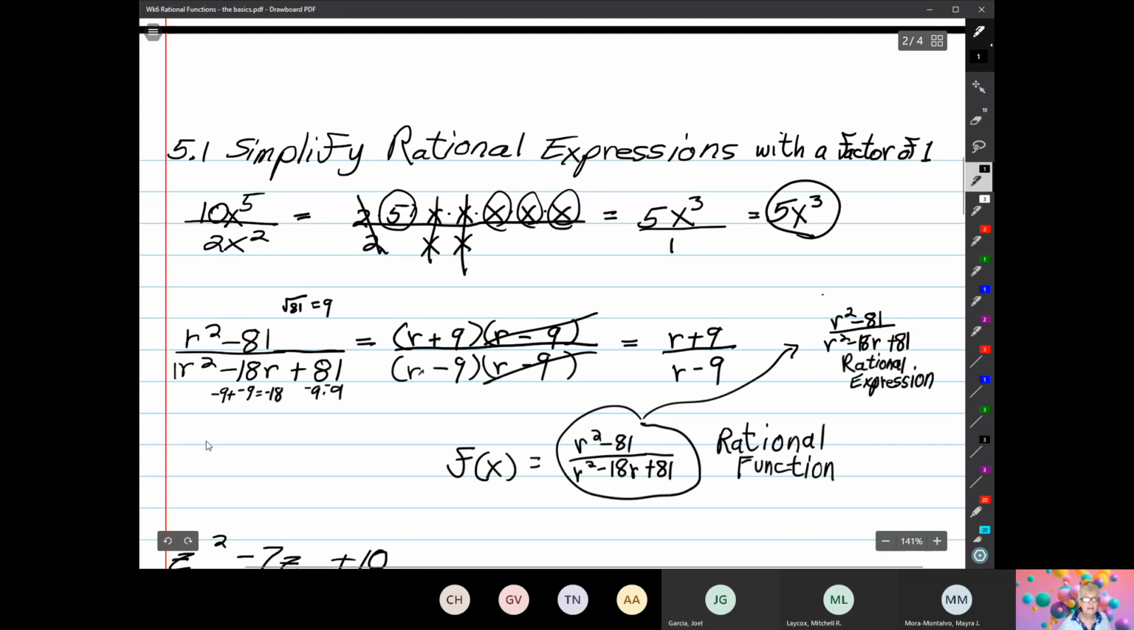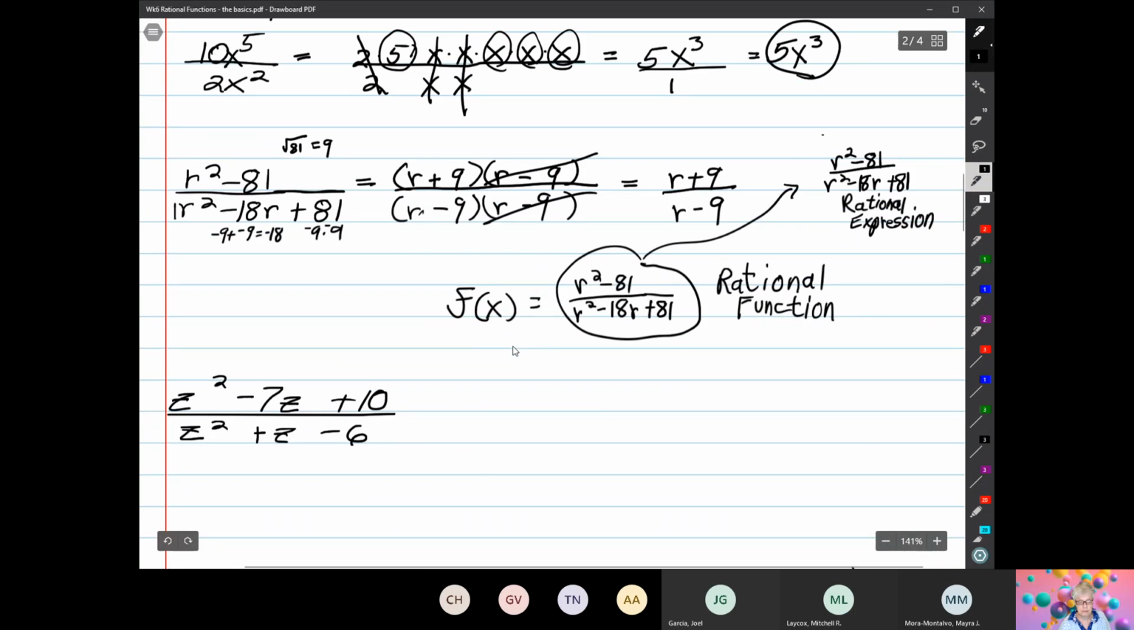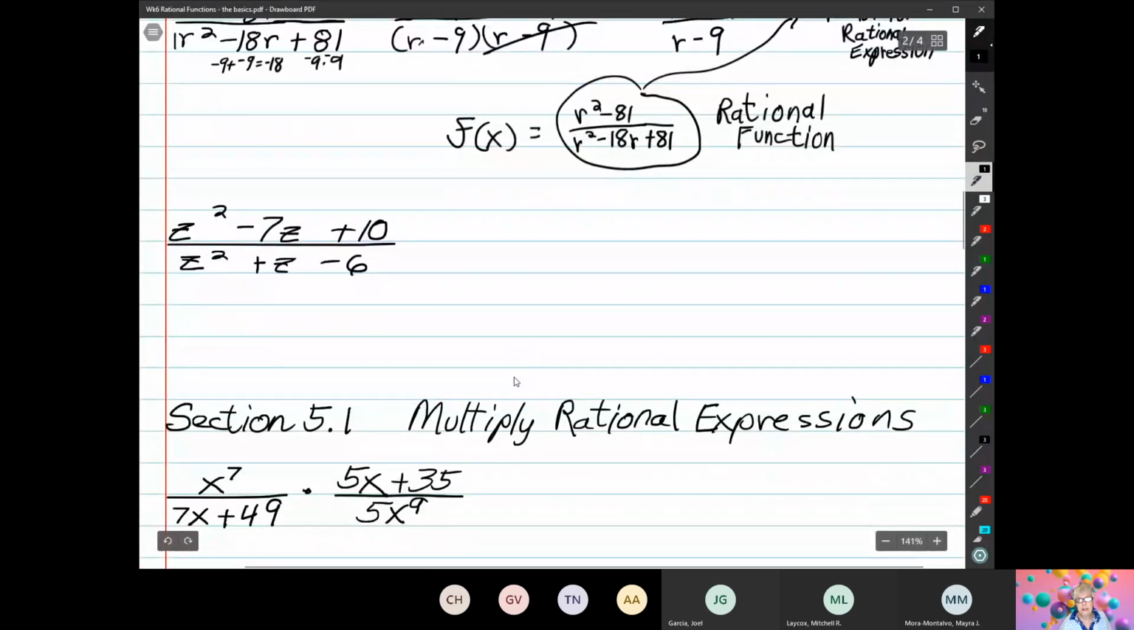Since these problems are given to us without the f of x or g of x or h of x or u of x or v of x or a of x, whatever, they're expressions. Nonetheless, you'd treat them the same way.